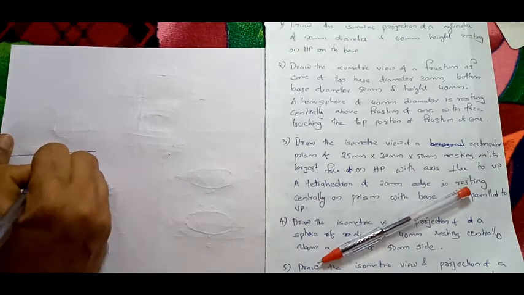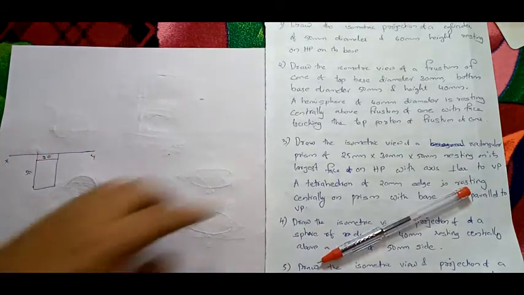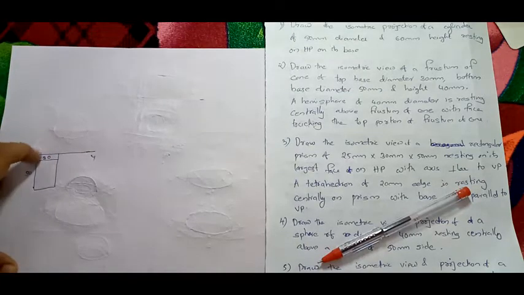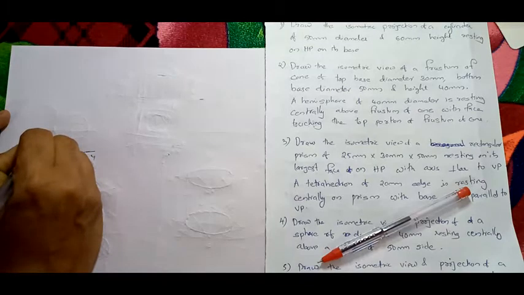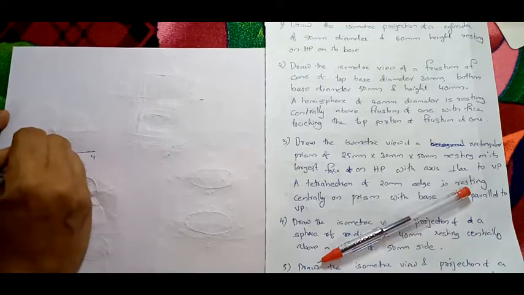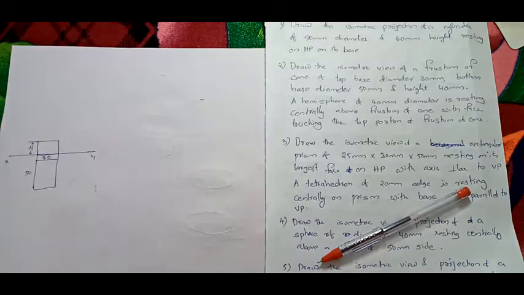Now project upwards. That means here you'll be seeing a base, right? Here you will be seeing the base. Base means 25 into 30. Already 30 into 50 is over. Now the other base you can see in front will be 25 into 30. 30 you can get here. It's resting on this figure, right? So this will be your 25 mm. So 25 into 30. So front view and top view is over.